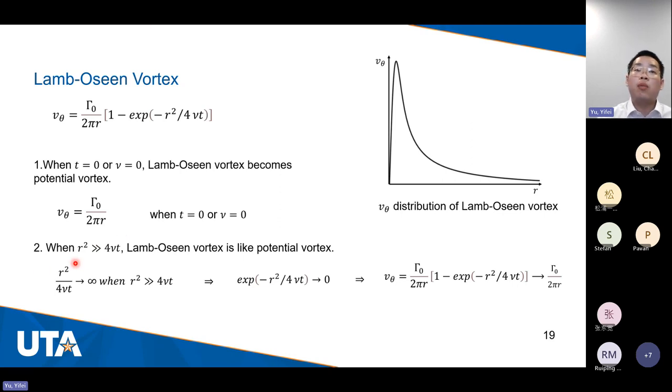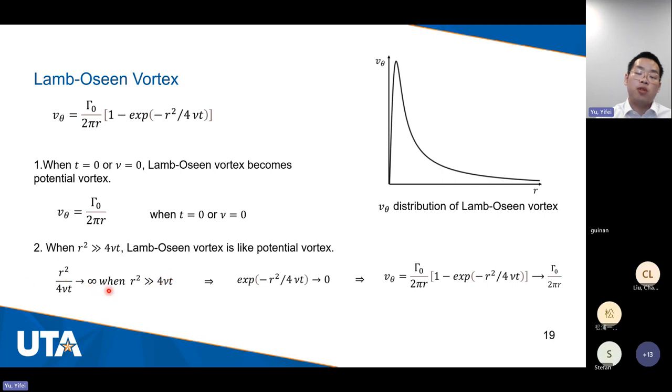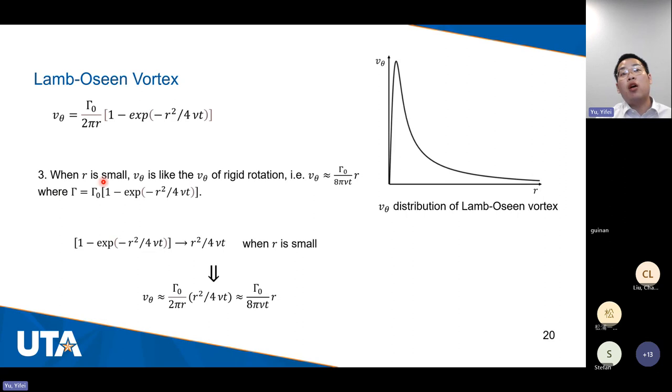Second, when r square is much larger than 4 nu t, the Lamb-Oseen vortex is like a potential vortex, because when r square is much greater than 4 nu t, this term approaches infinity and this term approaches zero, so the velocity approaches gamma naught over 2 pi r. Third, when r is small, the velocity is like the velocity of rigid rotation, because this term approaches r square over 4 nu t, and thus v theta is approximately gamma zero over 8 pi nu t times r. It is proportional to r.